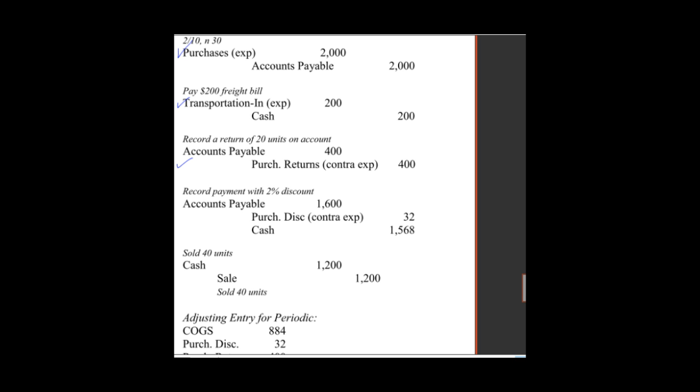When it comes time to pay the discount, the entry is calculated the same as we did with the perpetual, but notice that the debit comes out of accounts payable for the whole amount. That's the same, but this time the discount isn't taken out of inventory. It's put into an account appropriately named purchase discounts. It's another contra expense account.